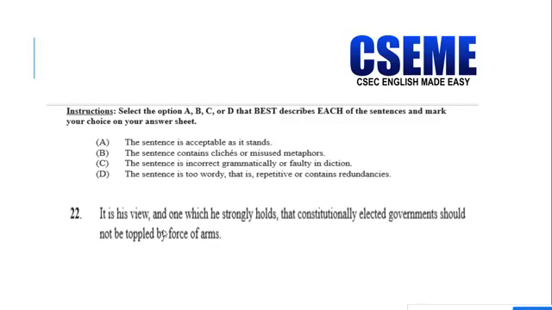Let me know, guys. Tell me what you're thinking. Which one of these? Is it A? Is it B? Is it C? Or is it D? Talk to me.